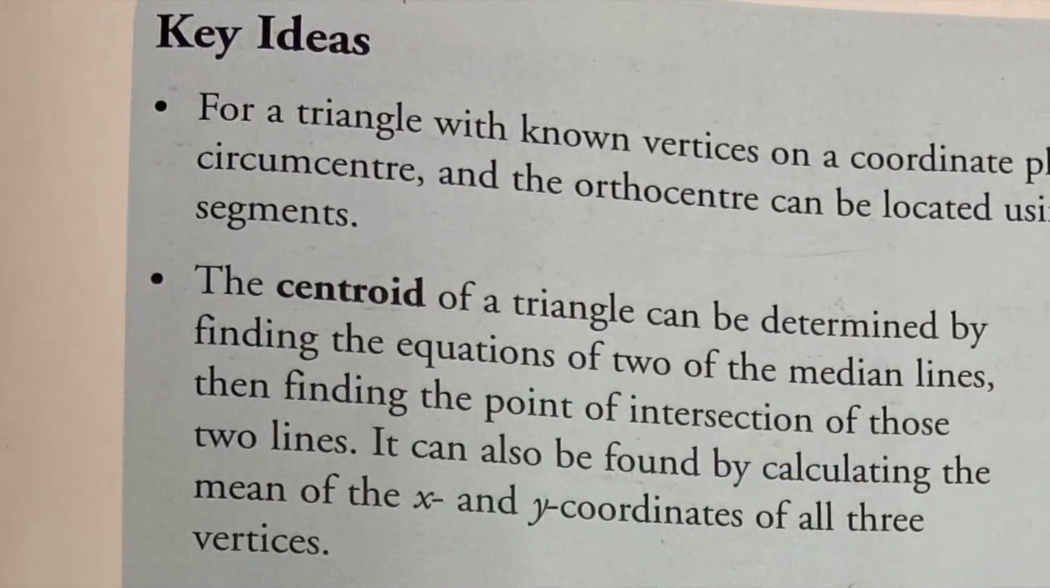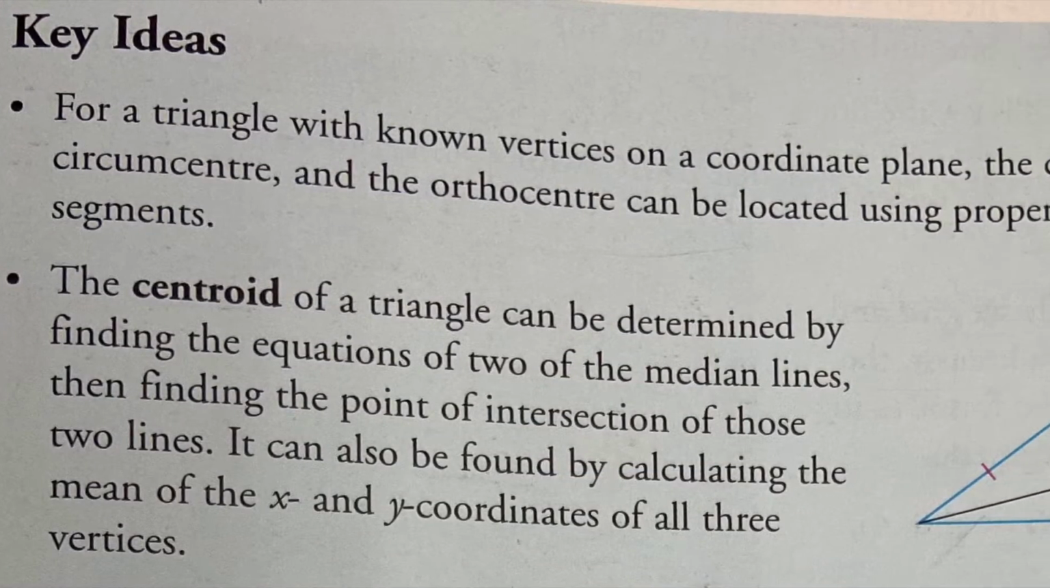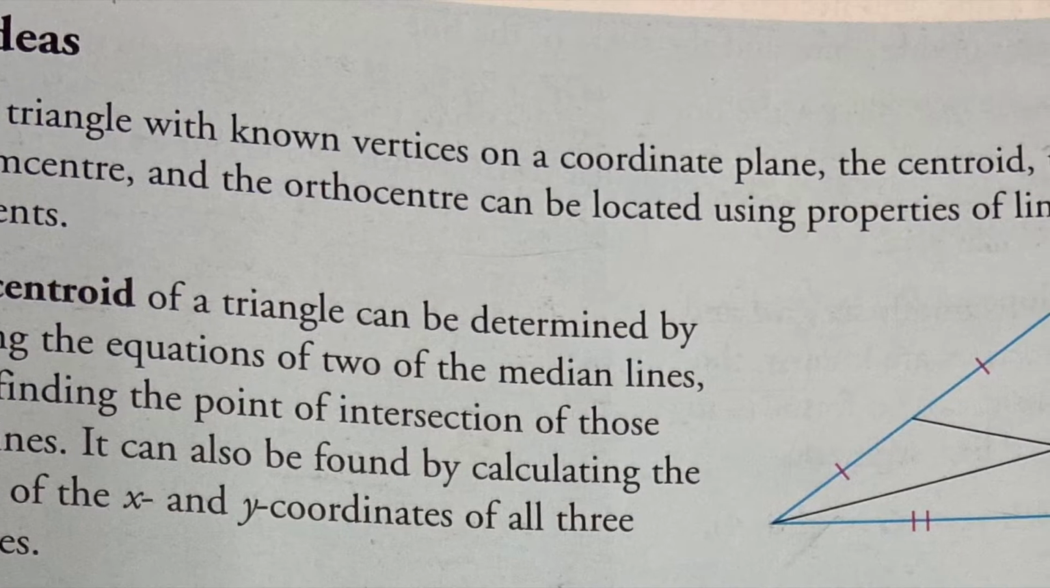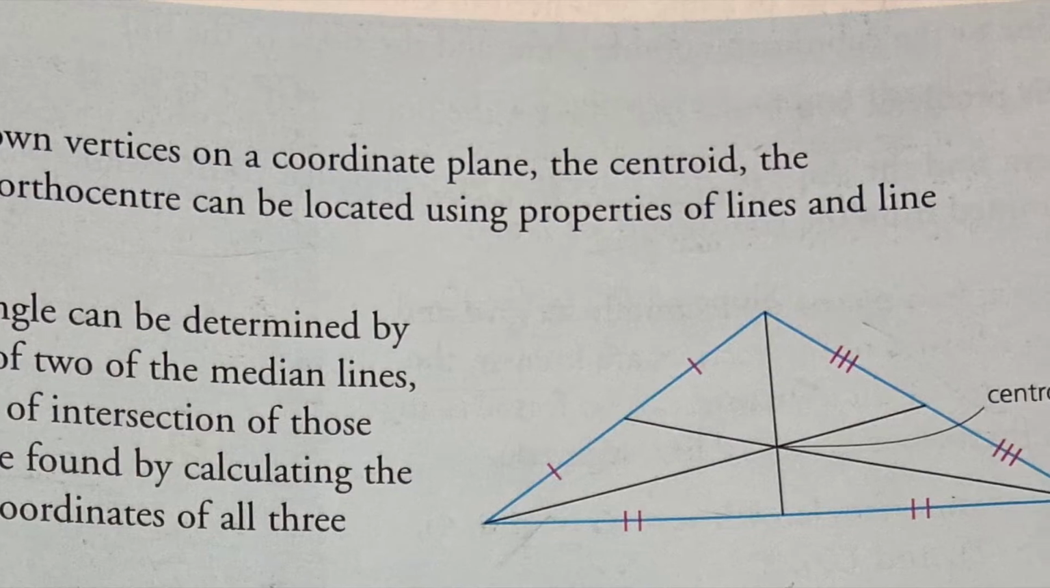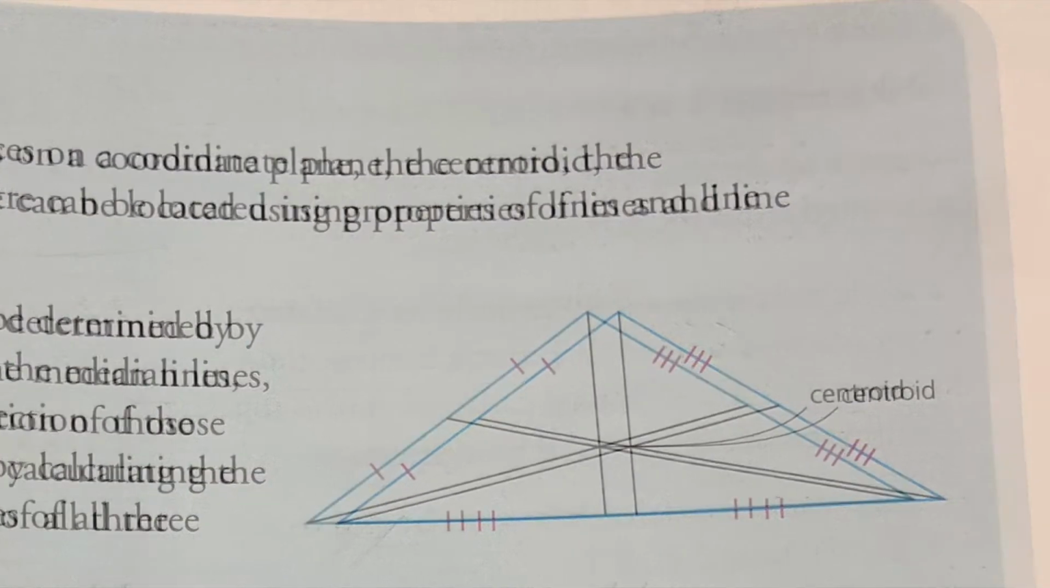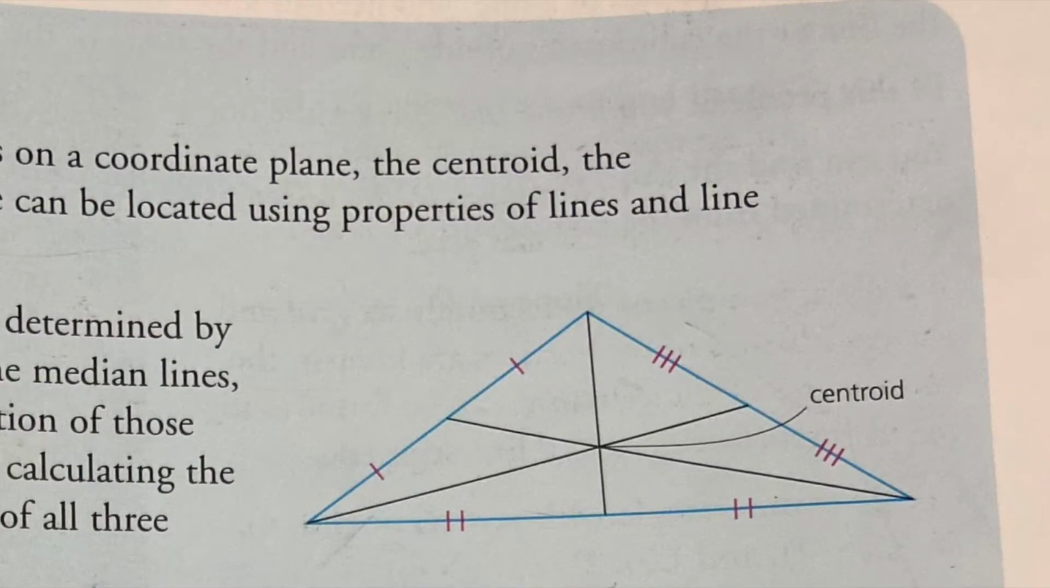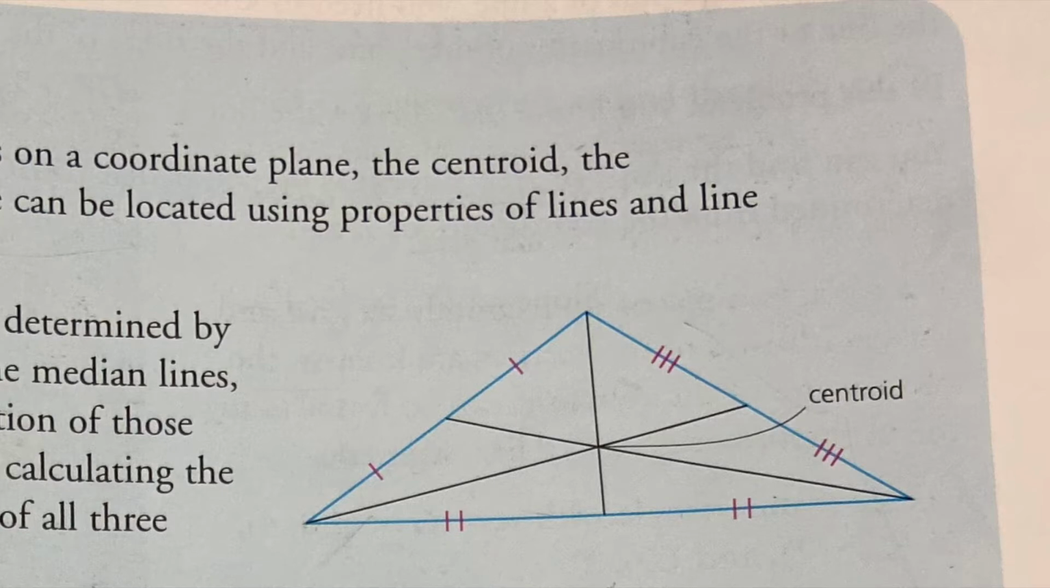So the first concept I want to talk about today is the centroid. And the centroid requires us to use the median of a triangle and to calculate where the medians of the triangle intersect. We've done medians before. Remember, medians mean we need to find the midpoint of one side and go to the other vertex. And so a centroid is just where those medians intersect.